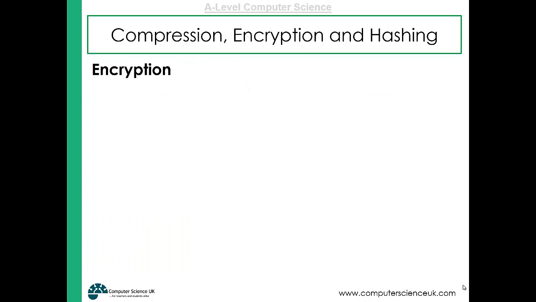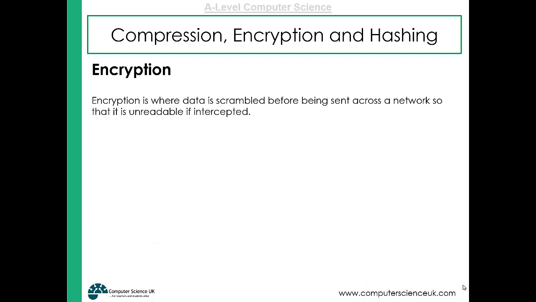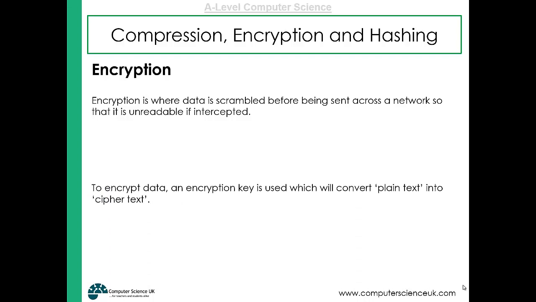So security was another issue with exchanging data across a network. Now encryption is a way to reduce that issue. That's where data is scrambled before being sent across a network so that it's unreadable if intercepted.